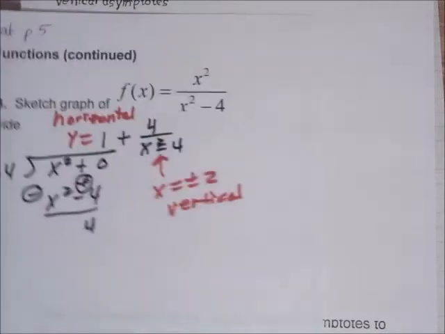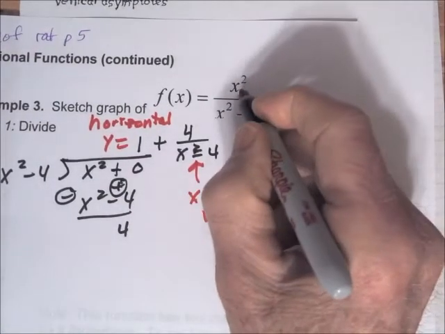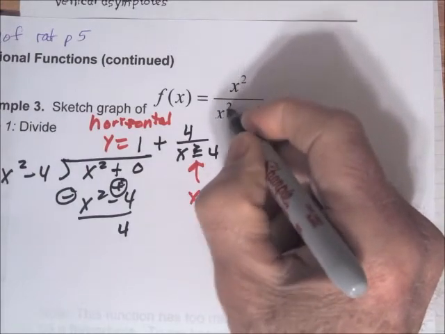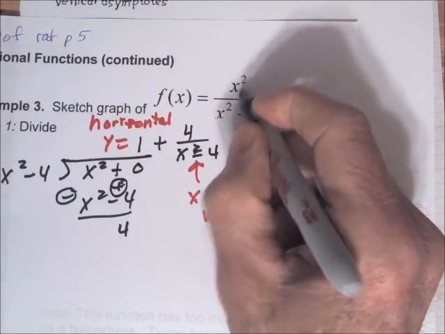And then we can make a table of values and plot the points. One thing to notice here is this is an even function. So if we put in 2 here, you're going to get the same result as you put in negative 2. If you put in 1, you get the same result as negative 1. So this is an even function.